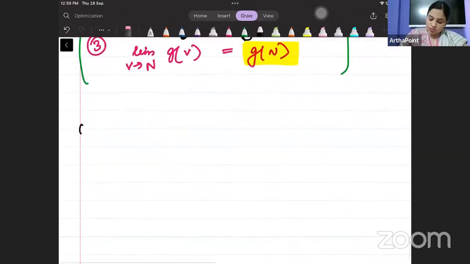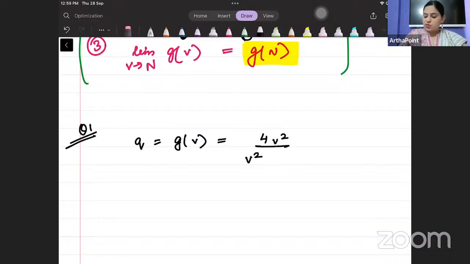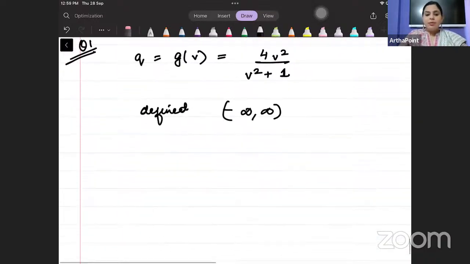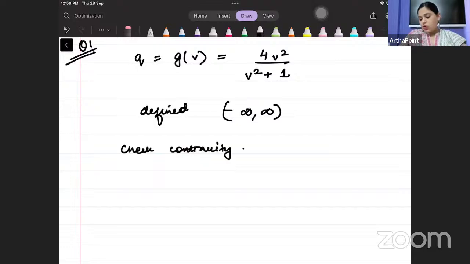ठीक है बेटा? So question number 1. Let's say that q is equal to gv. ये आपको एक फंक्शन दिया हुआ है 4v square upon v square plus 1. This is the function given to you and it is said that it is defined from minus infinity to infinity. ठीक है? अब suppose it says that check continuity of function as v tends to n.